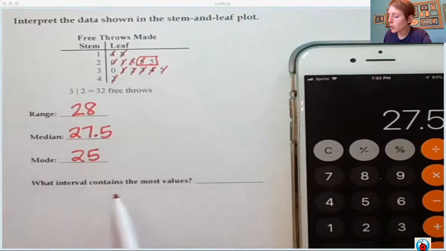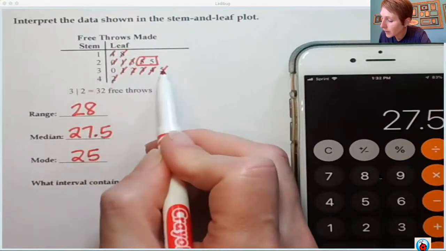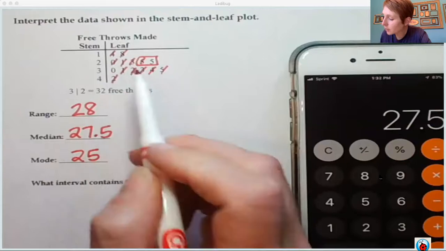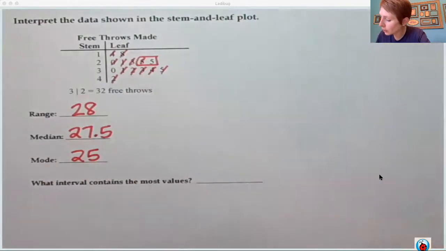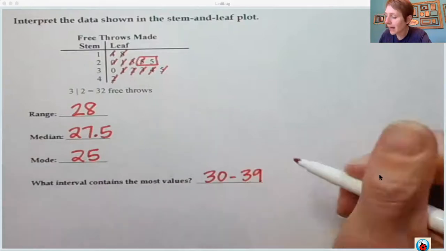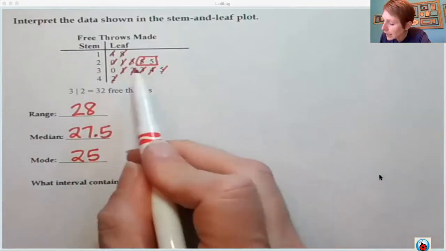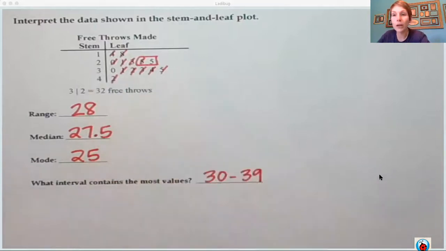Now, as far as which interval contains the most values, remember you're looking for the line with the most data. Well, that's this line right here. And the interval for that line, the smallest number it could be is 30. And the biggest number that could be there is 39. So that means the most pieces of data fall between 30 and 39. Okay?